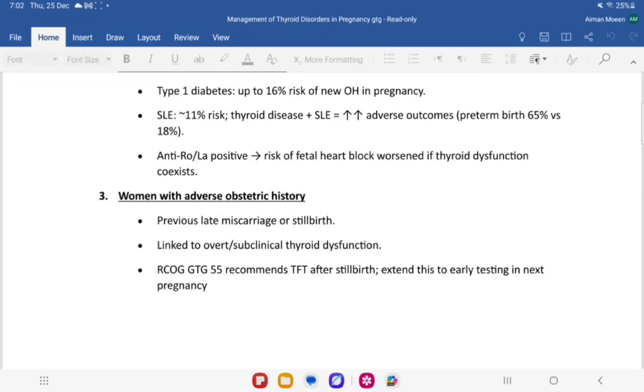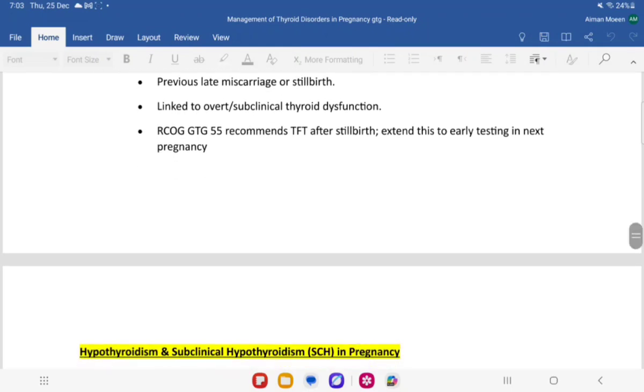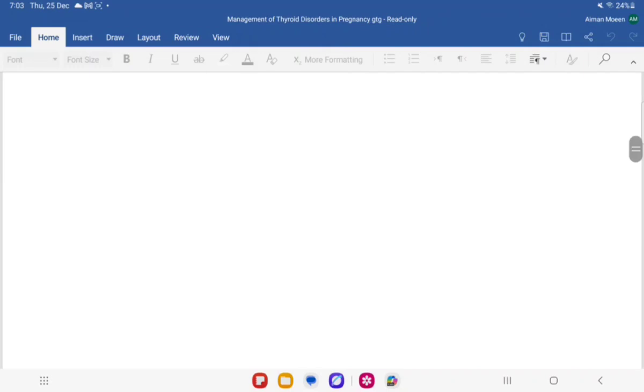So now what is the obstetric history? Women with an adverse obstetric history, like previous late miscarriage or stillbirth, in the green top guideline, for IUFD they have added that the woman who had an IUFD will have a thyroid function test at booking in the next pregnancy, and they have also added stillbirth here because it is linked to subclinical and overt hypothyroidism. And green top guideline 55 recommends TFTs after stillbirth. Extend this to early testing in the next pregnancy, right?